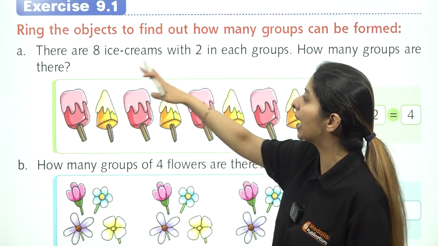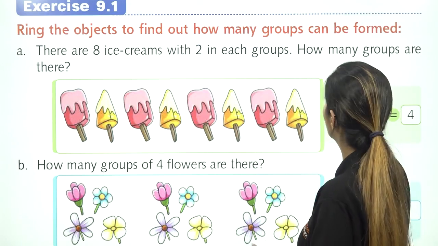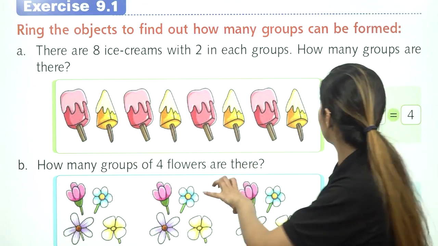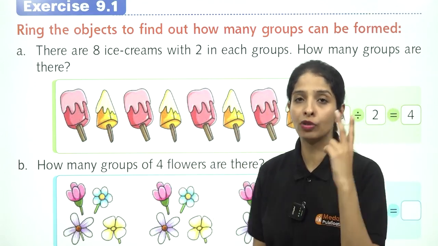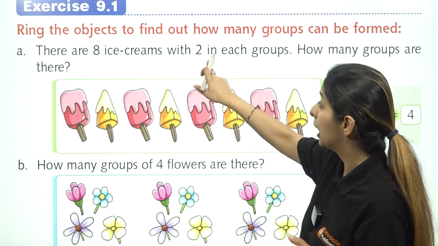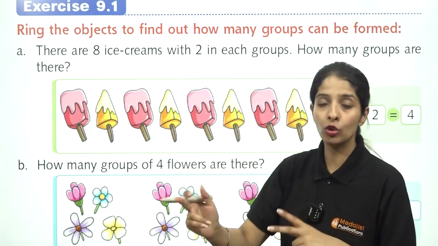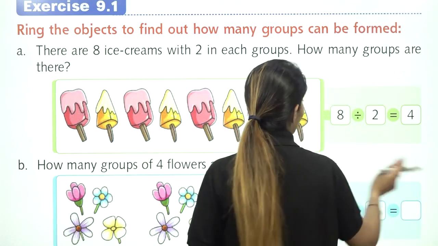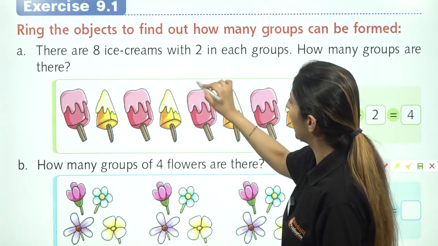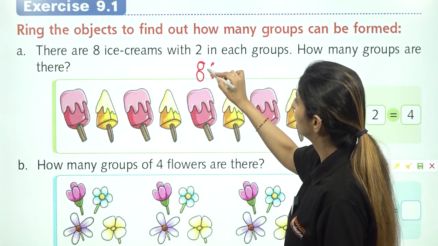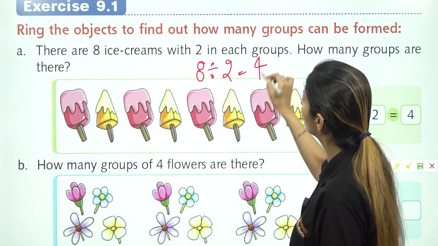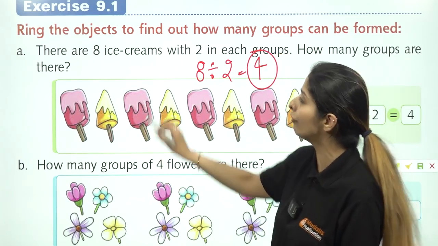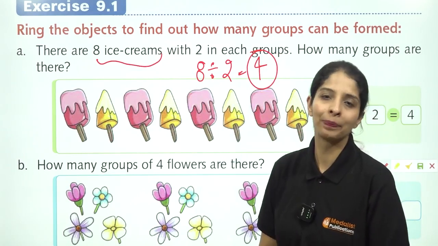So there are 8 ice creams with 2 in each group. How many groups are there? Now, total ice creams are 8. We are forming groups of 2 in each group. In each group, we are putting 2 ice creams. So how many groups can we form? It is very simple. Total is 8, 2 in each group. So 4 groups of 2 ice creams each can be formed out of 8 ice creams.